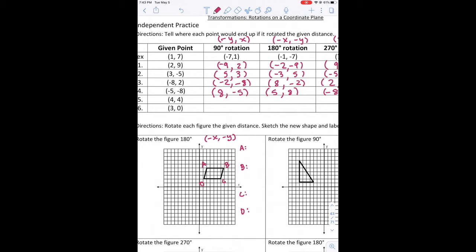So A looks to be at 2, and then 1, 2, 3, 4, 5, so (2, 5). B is at 1, 2, 3, 4, 5, 6, 7, so (7, 5). C is at (7, 2). And D is at (1, 2). Hopefully I counted right. It's hard to do it live on the video. If I didn't, you'll have to forgive me.